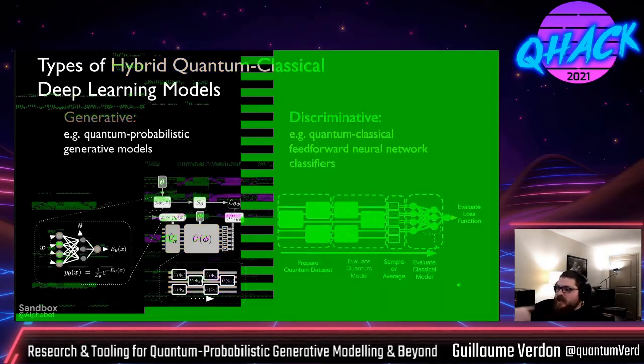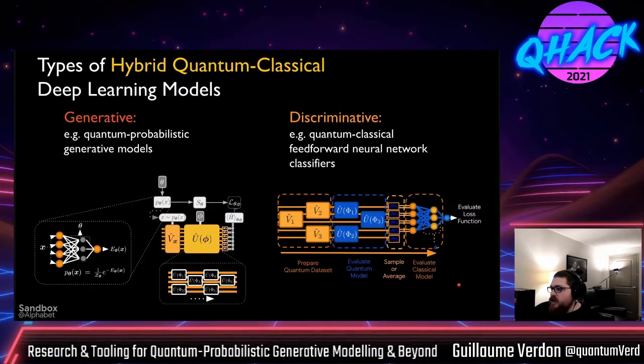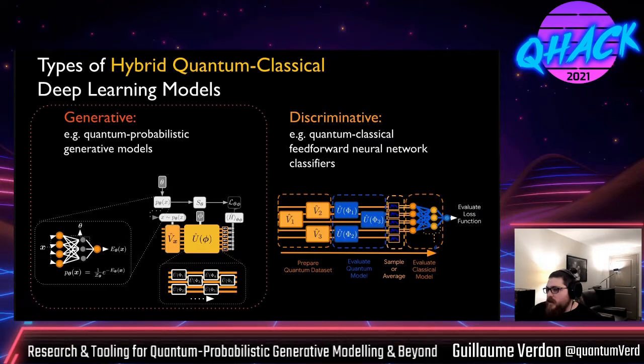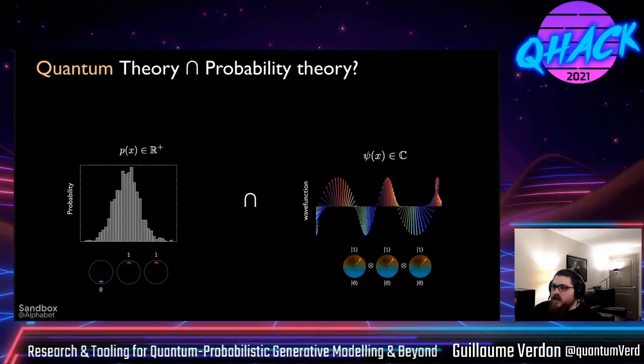You might have seen talks about hybrid discriminative quantum classical neural networks. Usually it means that you add classical post-processing to a quantum neural network, right? So that you can further extract information hidden in the data. So let's focus on the generative models.